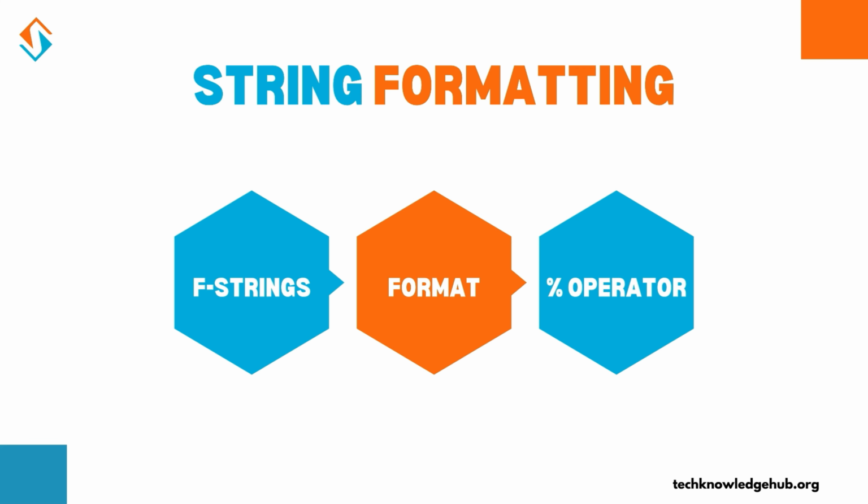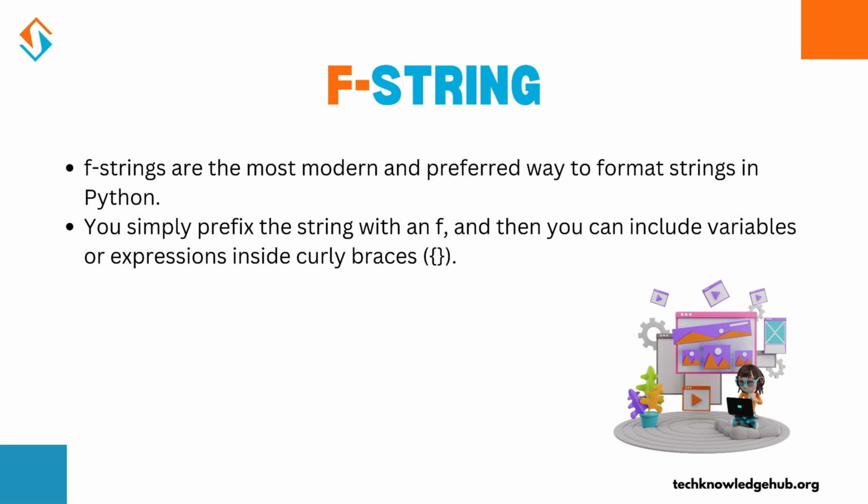Next, let's talk about string formatting. Formatting allows you to embed variables or expressions inside a string in a readable and flexible way. Python provides several ways to format strings, and we'll cover three popular ones: f-strings, the format method, and the percent operator. F-strings. F-strings are the most modern and preferred way to format strings in Python. You simply prefix the string with an f, and then you can include variables or expressions inside curly braces.